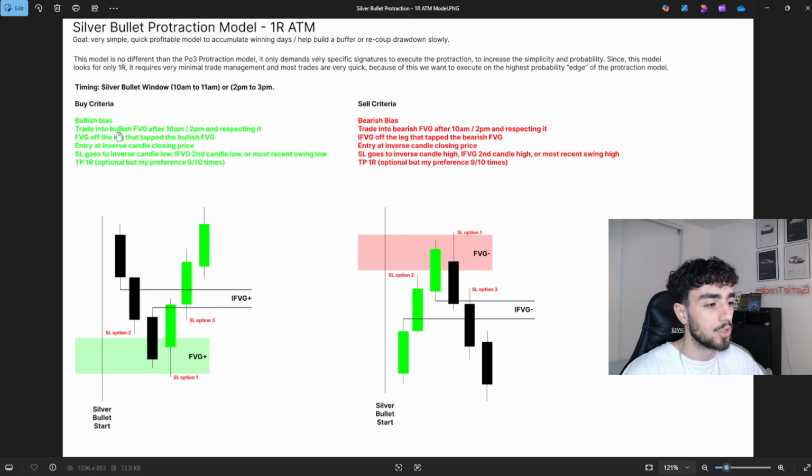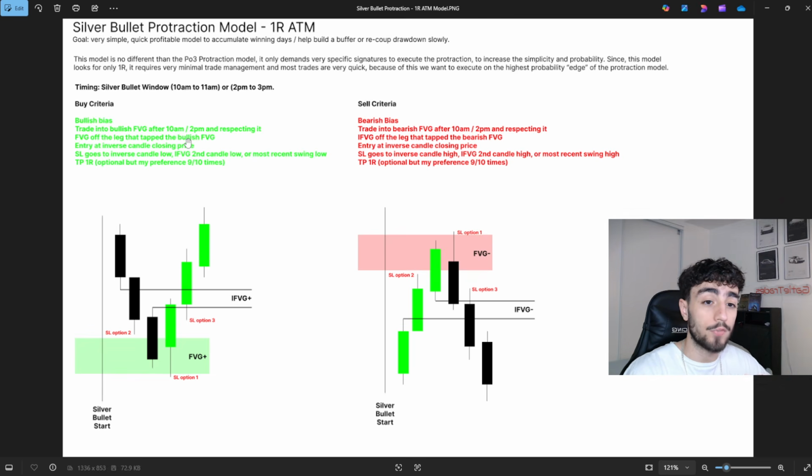Next, let's say you're bullish. Price trades into a bullish fair value gap after the silver bullet starting window. As long as we are touching the bullish fair value gap after 10 a.m. or 2 p.m., it counts, okay? It doesn't matter if it was trading into it at 3:13:59 and then at 14 it's also inside of it. You can use that. That's fine. The only criteria is it needs to be inside or touching a bullish fair value gap after 10 a.m. or 2 p.m. Eastern time.